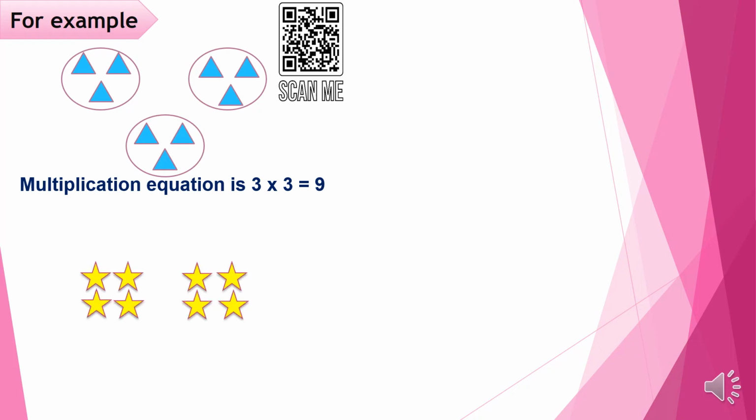Another groups here, I have 2 groups. In each group, I have 4 stars. So I can say 2 groups of 4. To write them in multiplication, I can say 2 times 4 equals 8. Okay, I get this 8 from, I can skip counting by 2 4 times. 2, 4, 6, 8. Or I can say skip counting by 4 2 times. 4, 8.